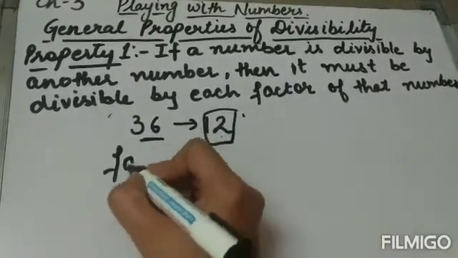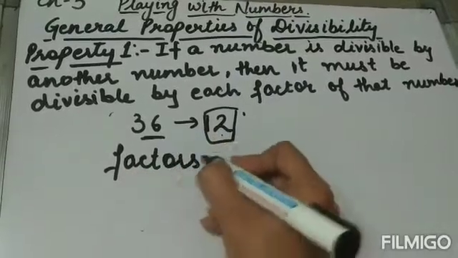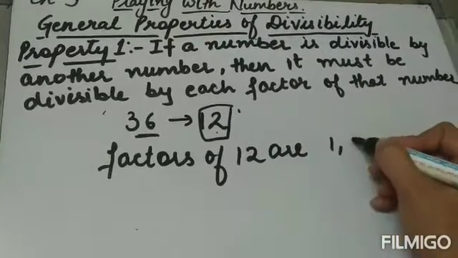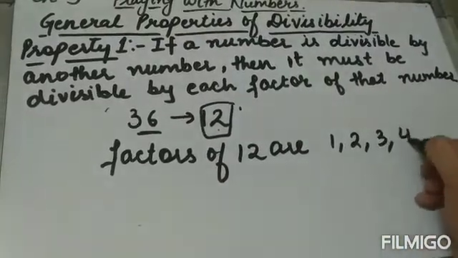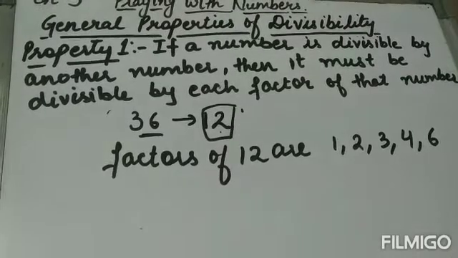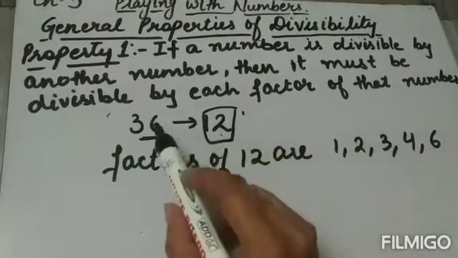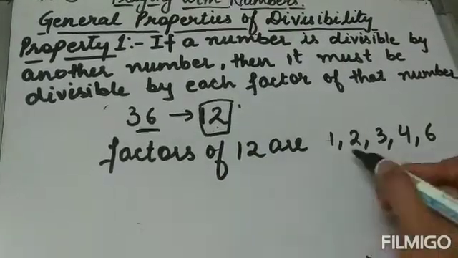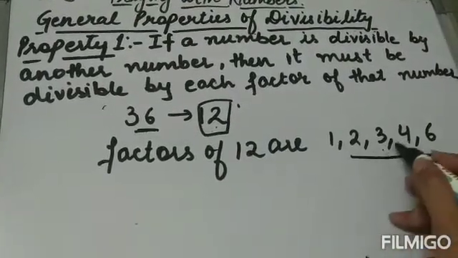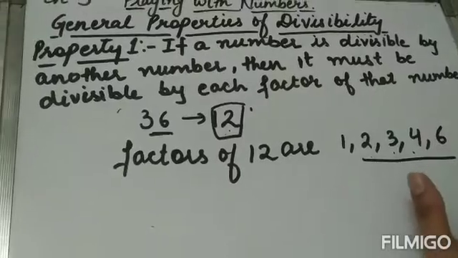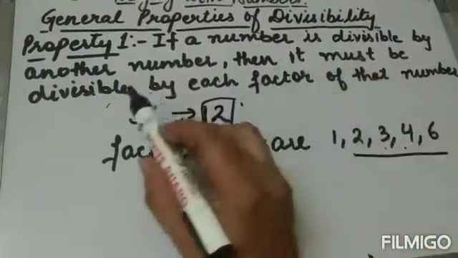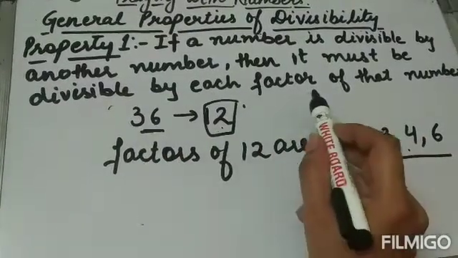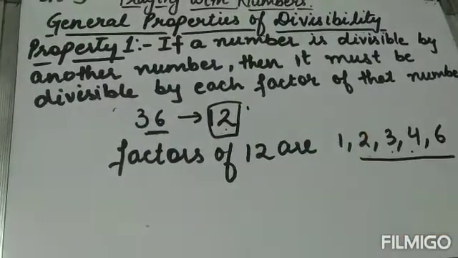And factors of 12 are 1, 2, 3, 4 and 6. Okay, so 36 is divisible by 12, that means 36 is divisible by each of these numbers 2, 3, 4 and 6. So this is our first property. If a number is divisible by another number, then it must be divisible by each factor of that number. Okay.